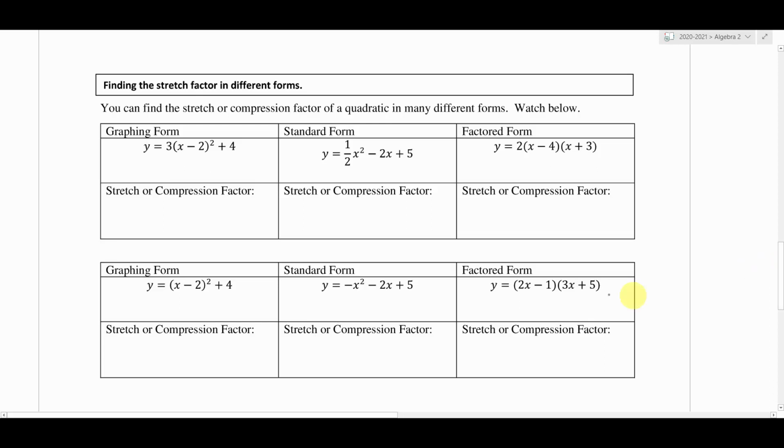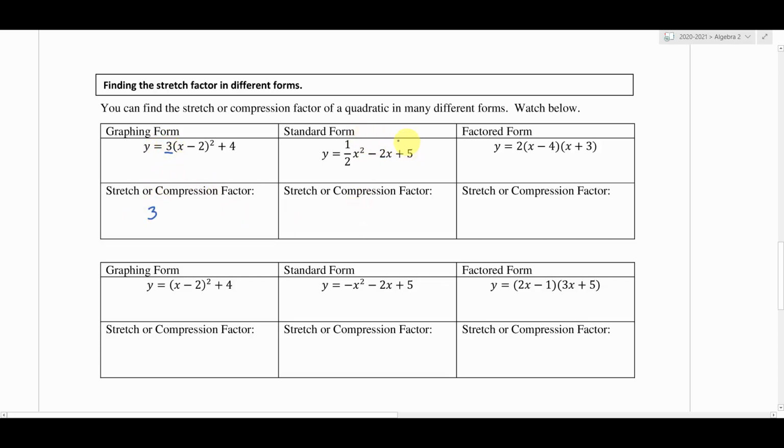All right, so what we're going to focus on today is finding the stretch factor in different forms. So that stretch factor meaning we're making the parabola skinnier or wider in the graph, and you can actually find that stretch or compression factor pretty easily from the equation no matter what form you're in. All right, so graphing form, it's real simple, right? We just look at that number in front of the parentheses here. That is our A value. So we would say that our stretch factor is 3. Right, we just look in front of the parentheses.